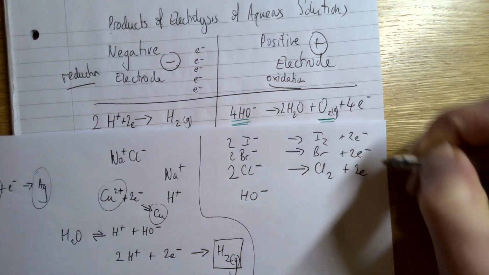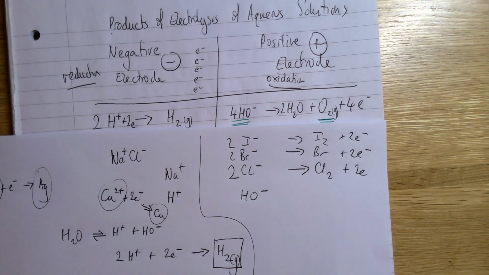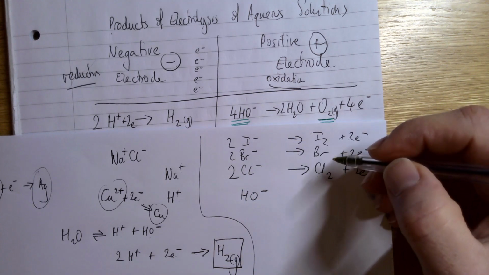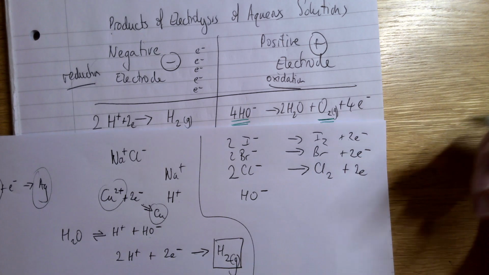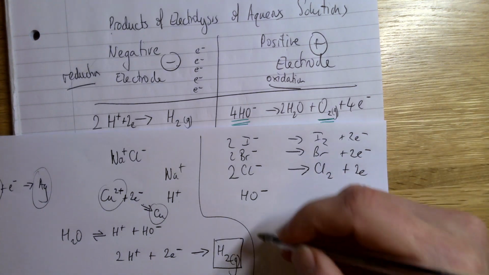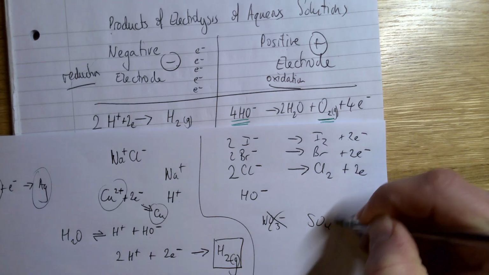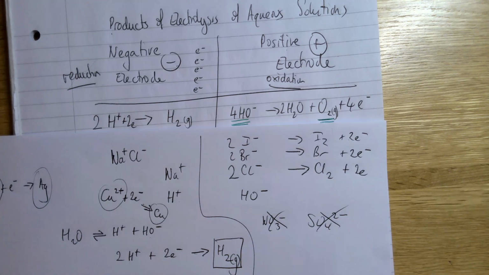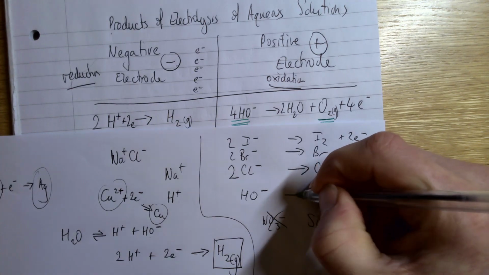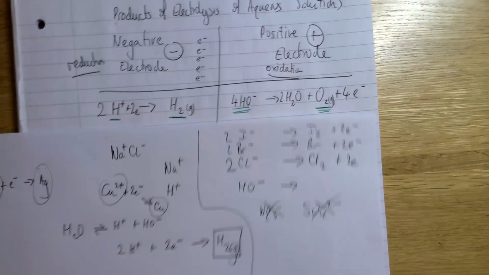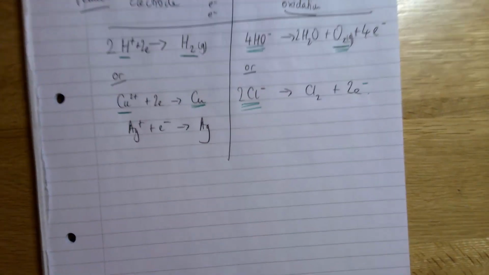The explanation for that is beyond the scope of the course. Now, if there isn't a halide present, iodide, bromide or chloride, for example if nitrate was there, or sulfate was there, or anything else for that matter, those can't be oxidized at the electrode. So instead what happens is the hydroxide is oxidized, like here. Okay? So that's what I've summarized there.